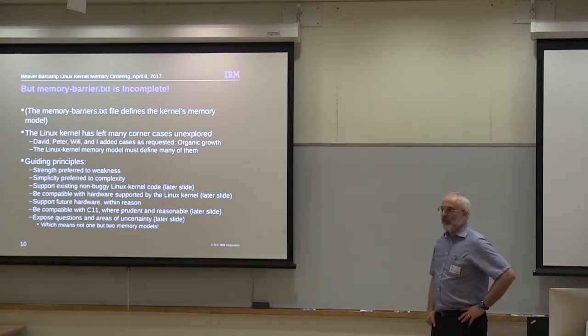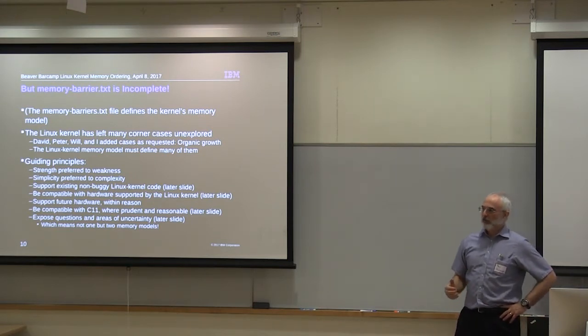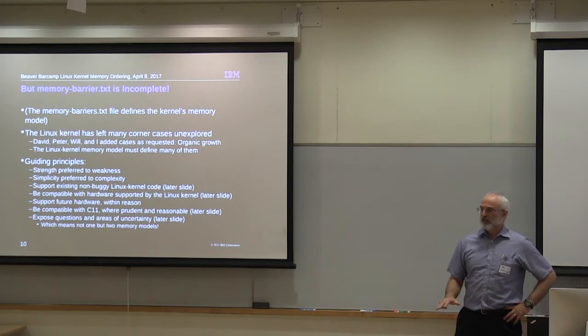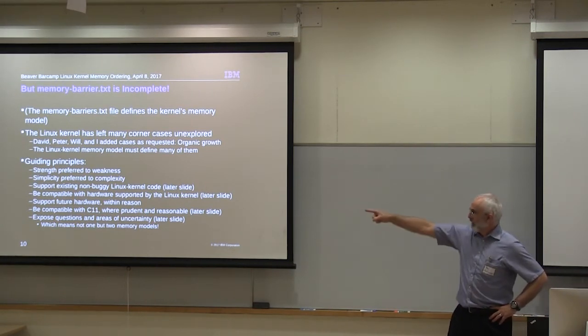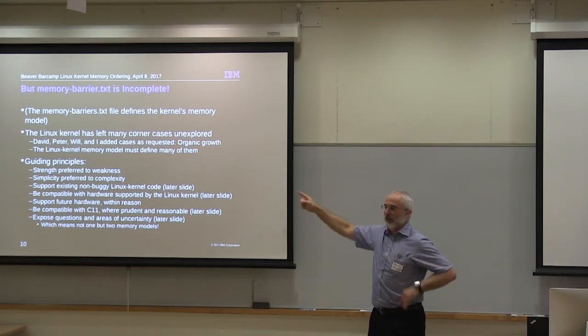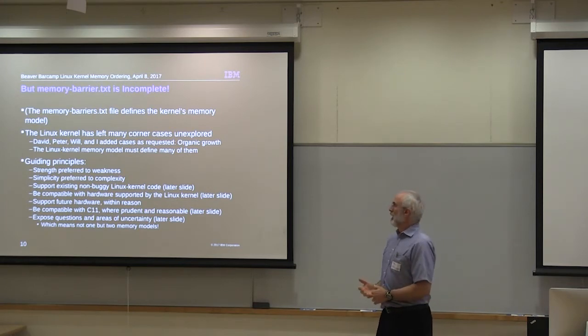Linus Torvalds made it very clear. Gary pointed out that Linus hasn't yelled at me lately. My operating procedure is if Linus doesn't yell at me every so often, I'm not trying hard enough. But he did yell at me a couple of years ago, and as a result, we prefer strength to weakness. If we have an arbitrary choice, we make the model stronger rather than weaker.